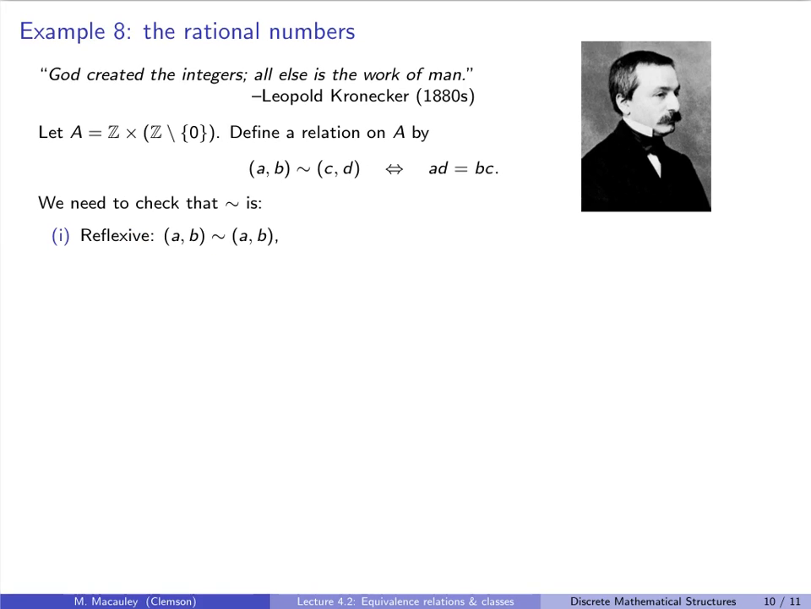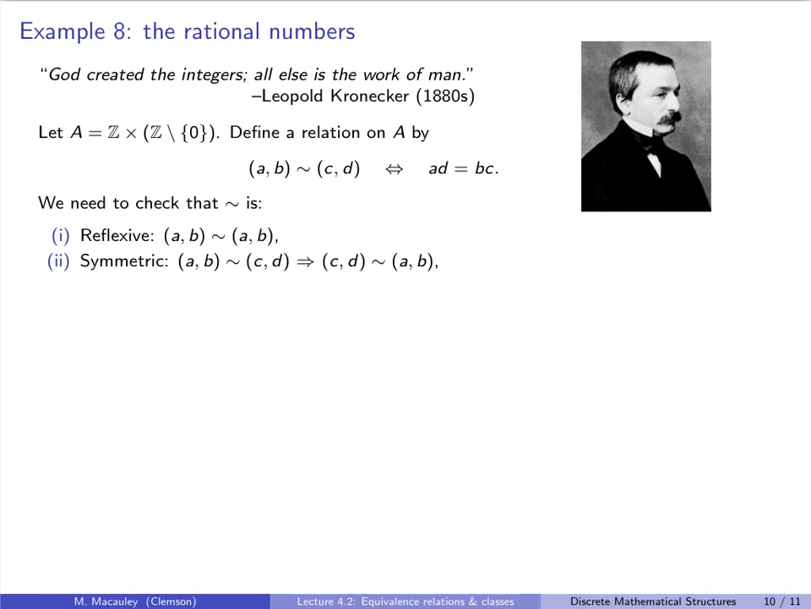I claim this is an equivalence relation on this set A, but to check that we need to check that the three properties hold. First of all, that it's reflexive. That's very easy to do. (A, B) is equivalent to (A, B). Why? Because A times B equals B times A.